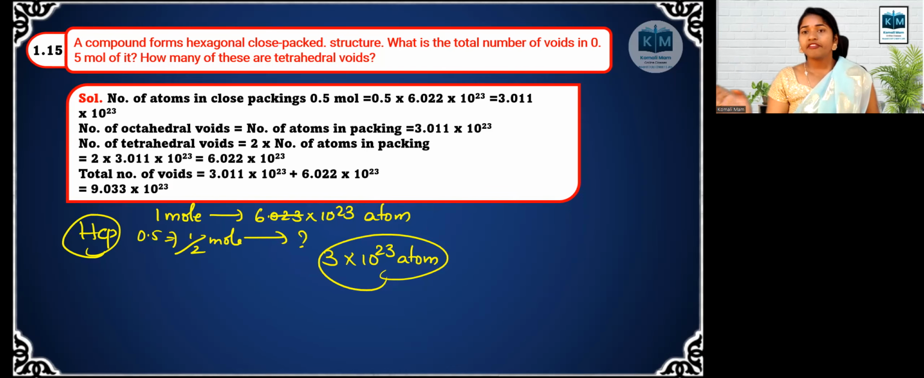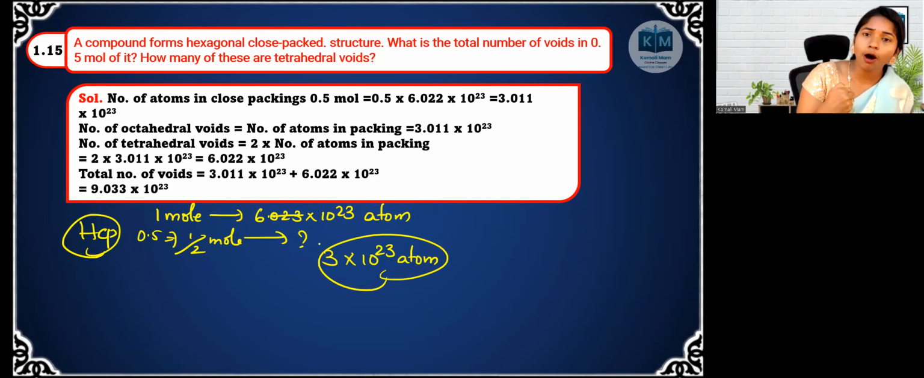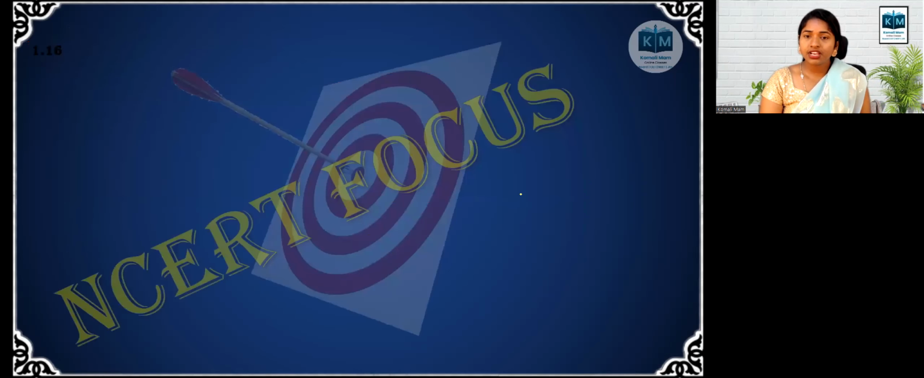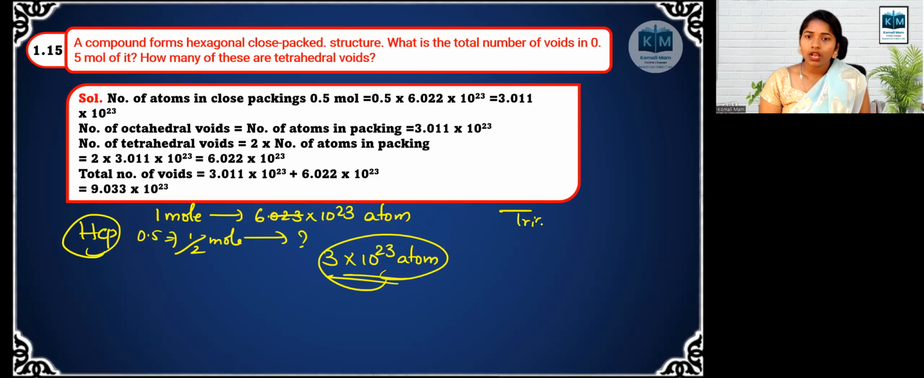If 1 mole is 5 rupees, then half a mole is half of 5, which is 2.5, like that. So these many atoms are present. What is the trick here? Normally, tetrahedral voids will be double the number of atoms, and octahedral voids will be the same as the number of atoms.